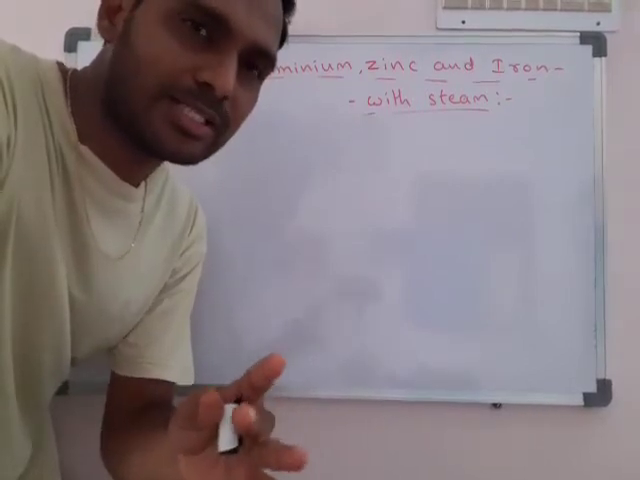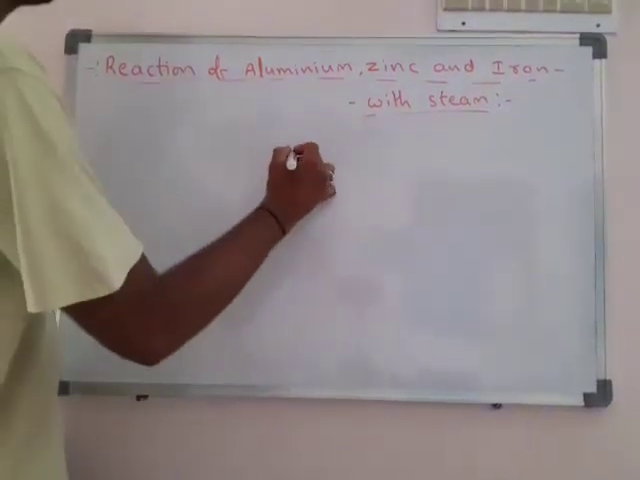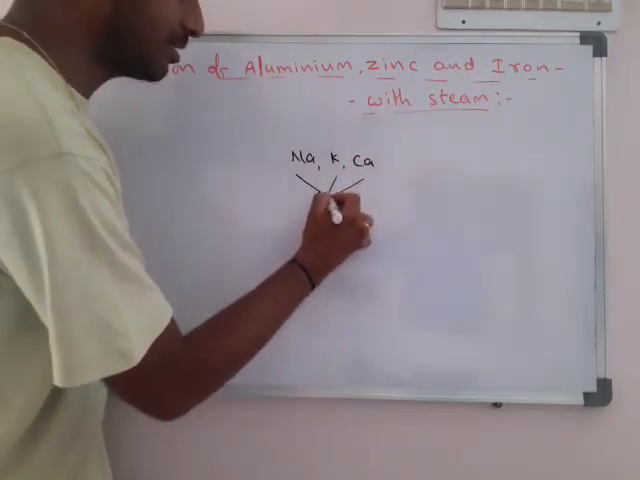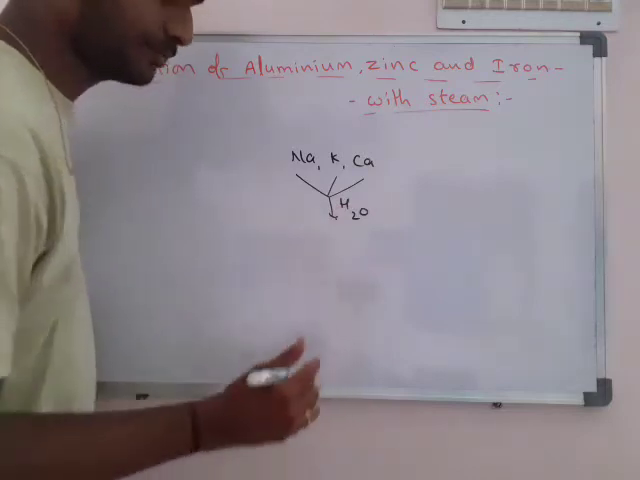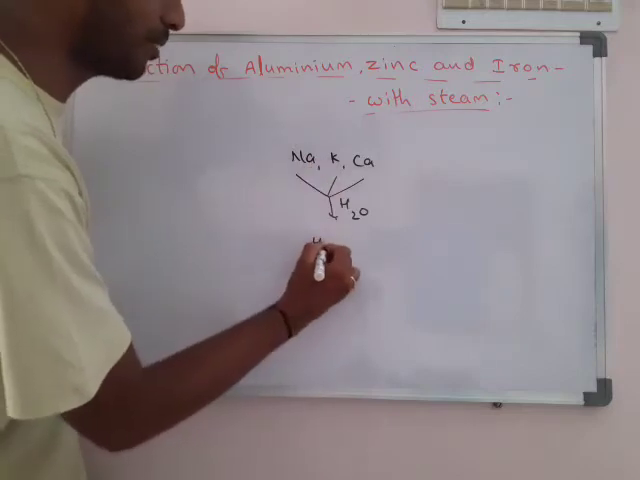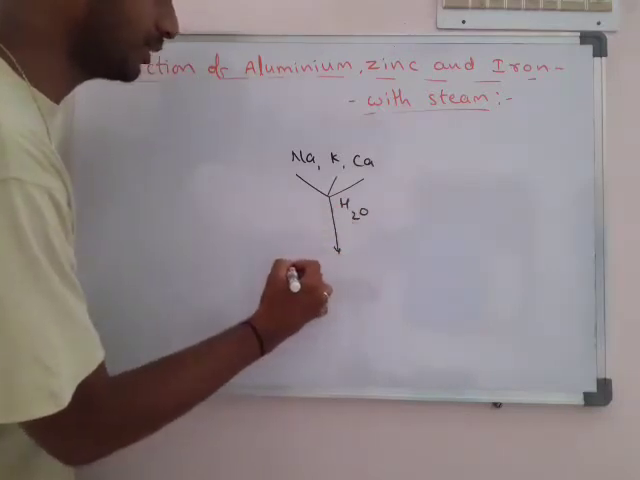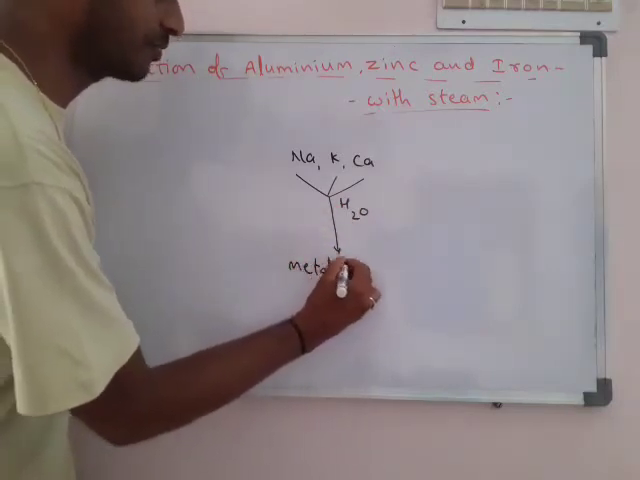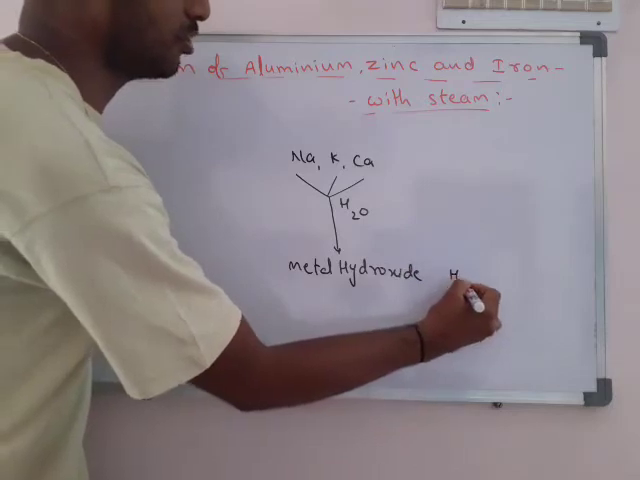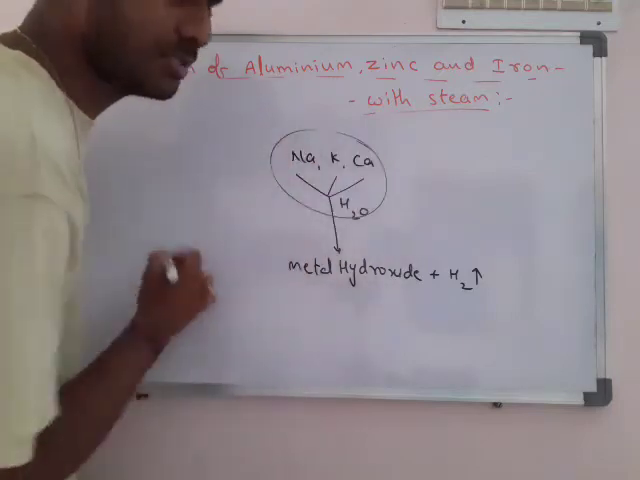At first we discussed the reaction of water with highly reactive metals: sodium, potassium, calcium. When these three metals react with water, they produce their hydroxides, sodium hydroxide, potassium hydroxide. In all three cases we observed the formation of a metal hydroxide and the release of H2 gas. So these are very fast reactions.